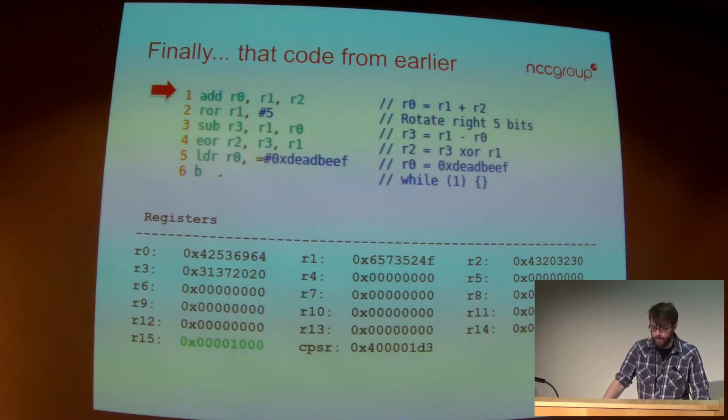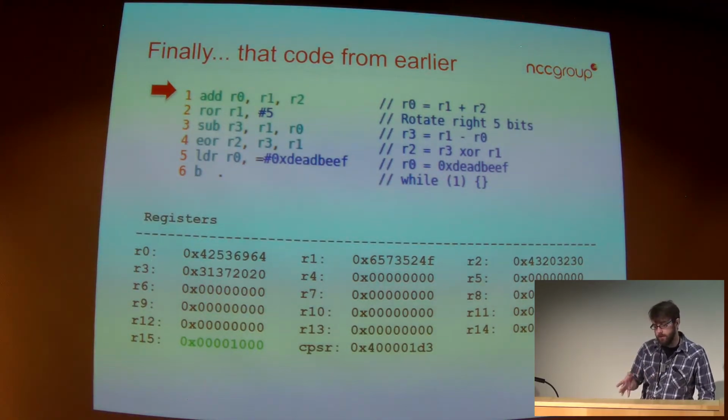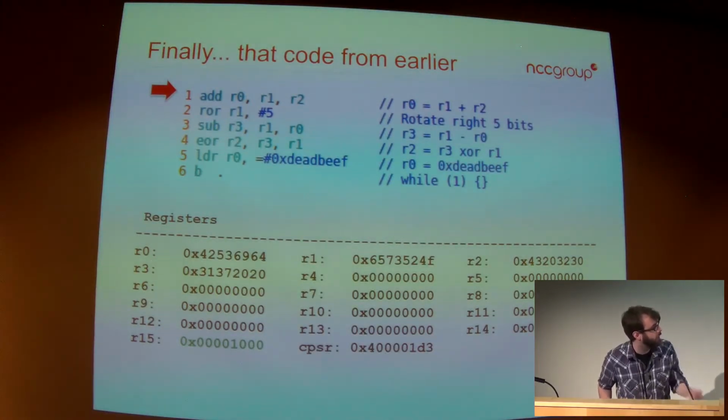So let's see, add R0, R1, R2. The first operand there is the destination, and then the other ones are the sources. So we're going to say R0 equals R1 plus R2. So we have these registers, and I execute it, get some addition.